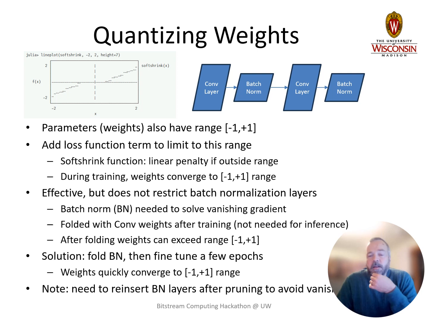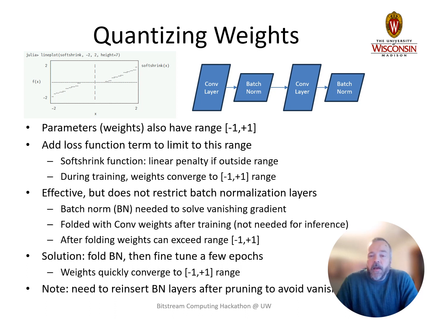So this is a very effective approach, and by applying this modified loss function, we can get to the point where we have a trained network where the weights are in this proper range. But unfortunately, this doesn't apply to what are known as the batch normalization layers. The batch norm or BN layers sit between the convolutional layers and essentially recenter the output of those layers around a 0 mean and a standard deviation of 1.